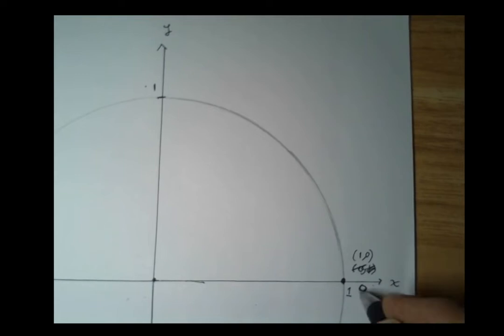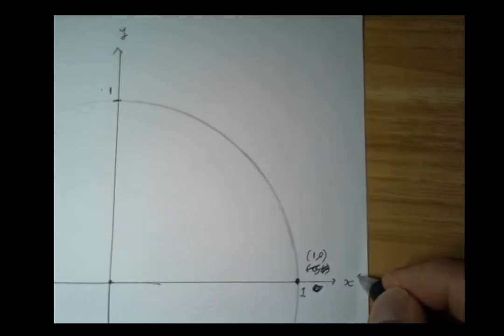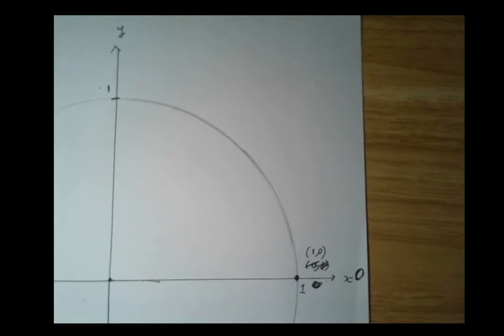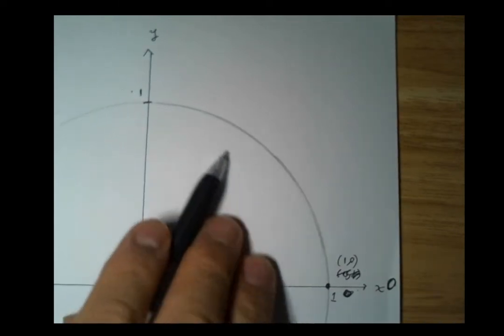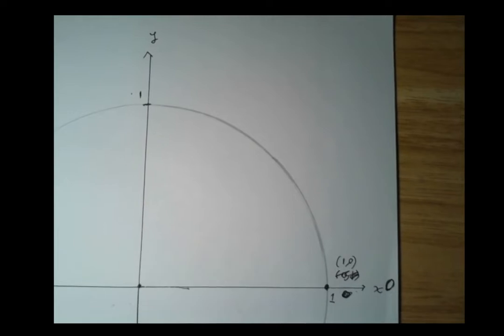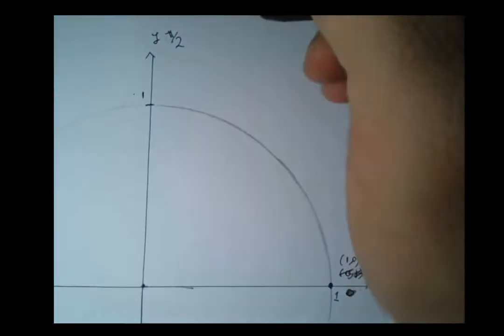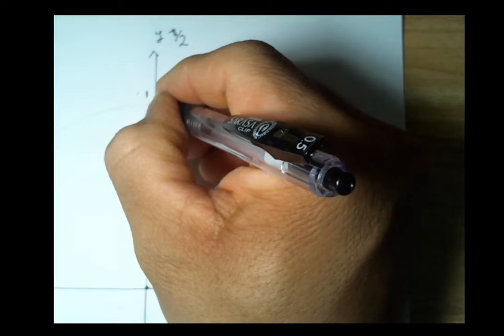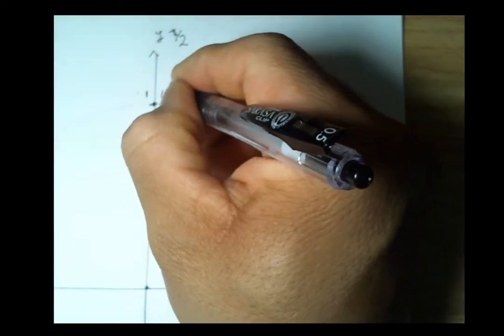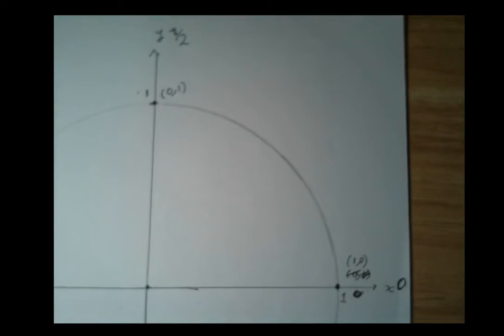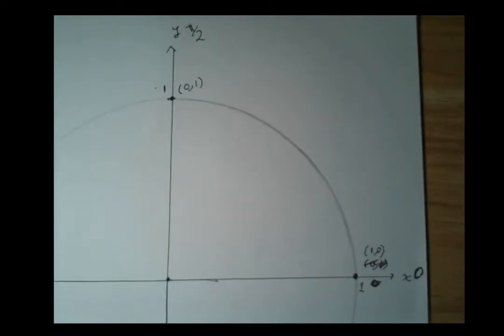Now as we sweep out, let's look at the next quadrantal angle. Remember, these are two perpendicular axes, so this would be 90 degrees, or pi over 2 radians. The coordinate here would be 0, 1. Again, x, y coordinates.